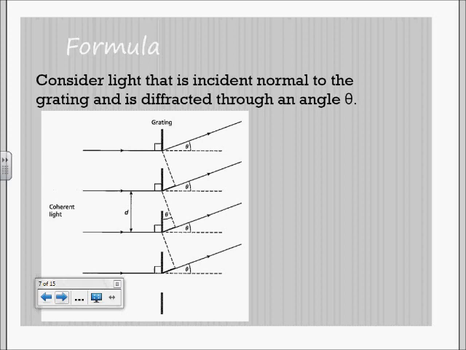All right, so in your notes, write the heading formula and this introductory statement. Consider light incident normal to the grating diffracted through an angle theta. So we're choosing one particular angle that corresponds to these light rays way out here somewhere intersecting to produce a maximum or a fringe.